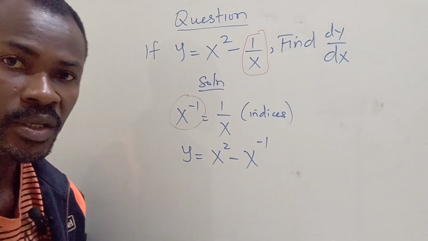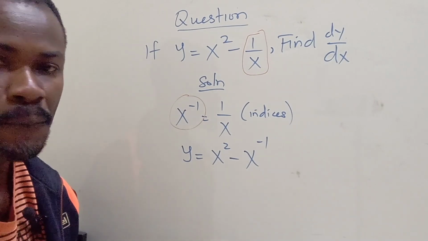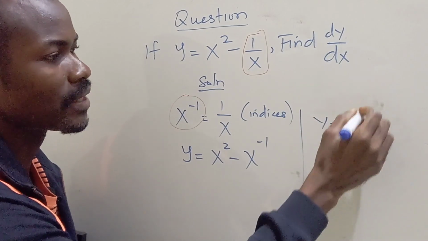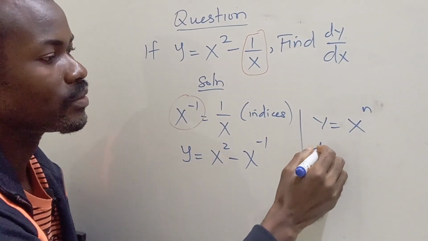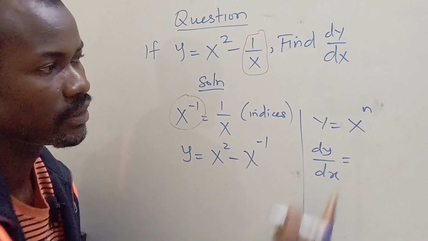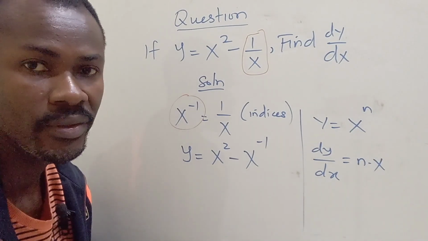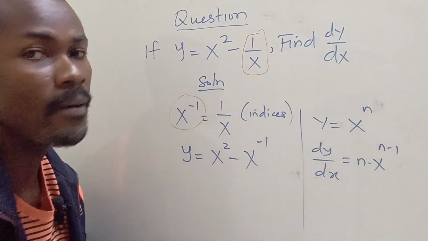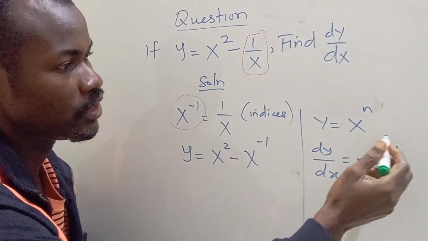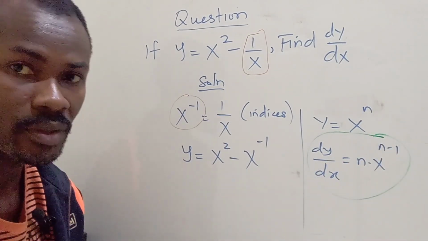Having gotten that, the next thing is we have to recall that if we have y is equal to x raised to power n, our dy over dx becomes, using the general power method, n as a power comes to multiply x. So n multiplied by x, then we subtract 1 from the power. So we are going to apply this general method to this expression. Let's apply it and see what comes out.